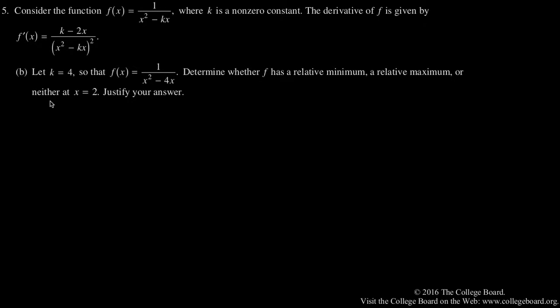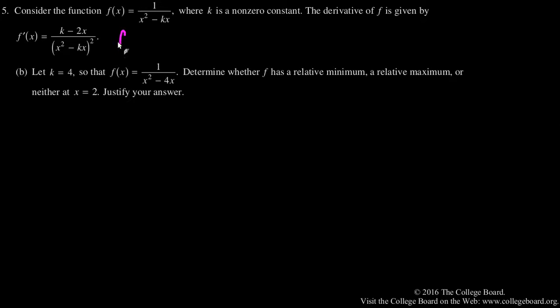All right, part B. So we'll let k equal 4 for this, and then let f of x be this. We want to determine whether f has a relative minimum, relative maximum, or neither at x equals 2 and justify the answer. So probably the easiest way to do this is to consider the first derivative test. I don't really want to do a second derivative. I could for this, do quotient rule. It's going to get a little ugly though.